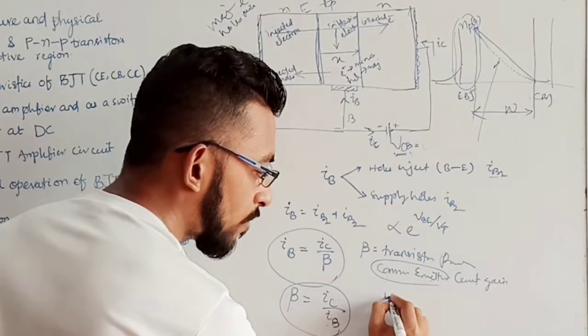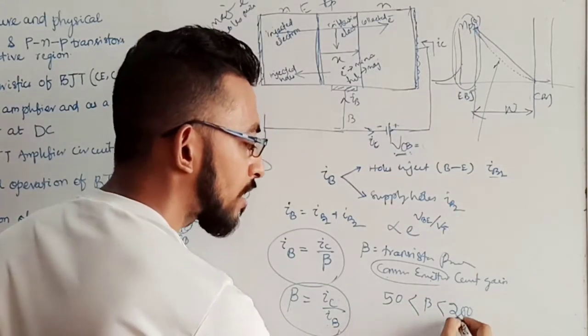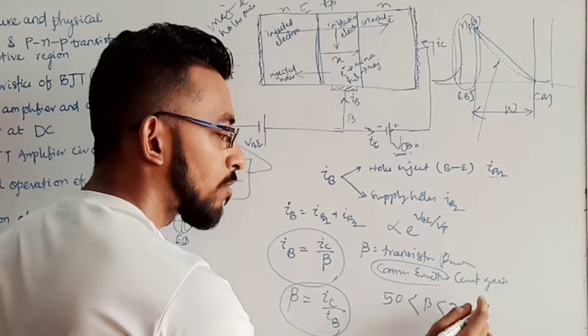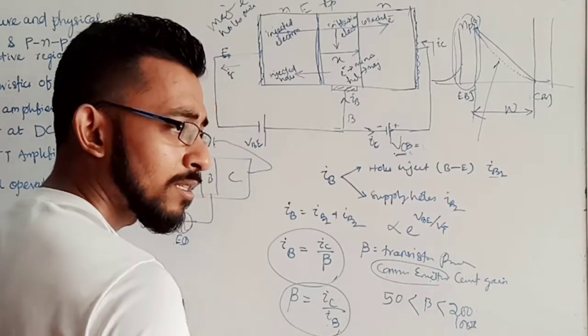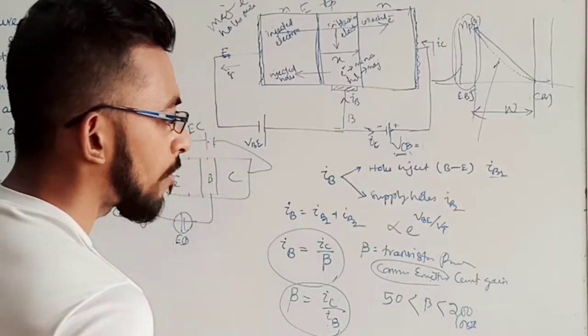So my beta value ranges from 50 to 2000, or it might be a very high value, ranging from 50 to a very high number like 200, 500, 1000. So this beta is called the transistor parameter, or the common emitter current gain.